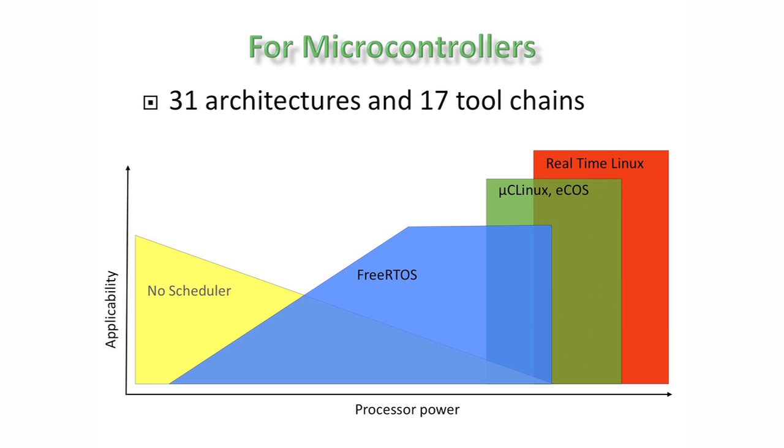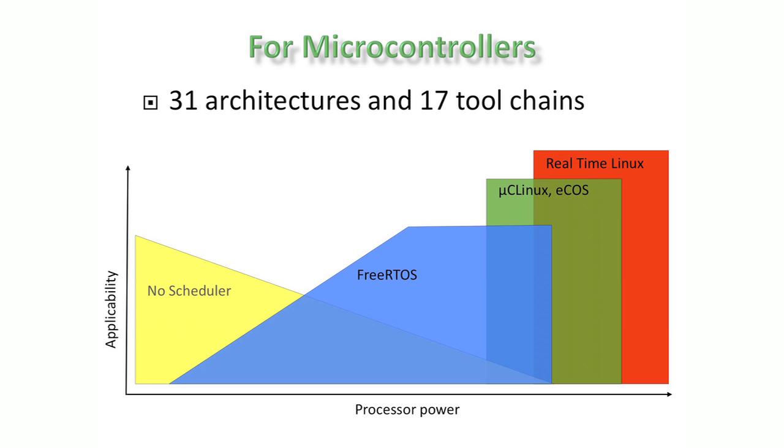It supports 31 different architectures, counting Cortex-M3 as one architecture and ARM7 as one architecture. So you can see how many other architectures it supports, with 17 different tool chains. One of its value propositions, if you like, is that there's absolutely no lock-in to anything. It is portable across platforms and across tools.